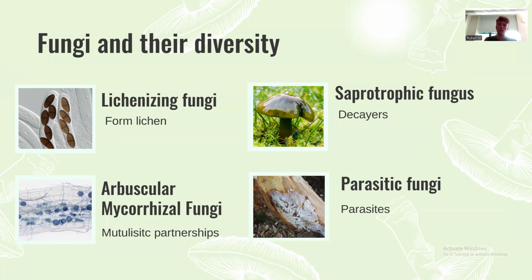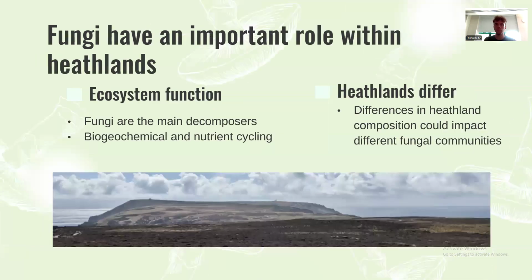For example, lichenizing fungi form associations with photosynthetic organisms to form lichens. Vascular mycorrhizal fungi form associations with plants, and they have a mutualistic relationship. Parasitic fungi are parasites to many plants and animals, and decayers decompose dead matter. This is just an example of their diversity, and each of these has a different role within an ecosystem and provides different ecosystem functions.